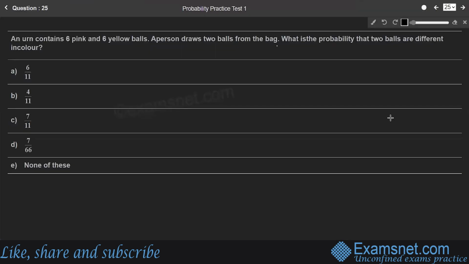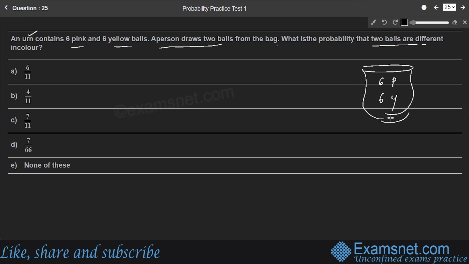Question number 25. An urn contains 6 pink and 6 yellow balls. A person draws 2 balls from the bag. What is the probability that the 2 balls are different in color? So students, consider an urn which contains 6 pink and 6 yellow balls.